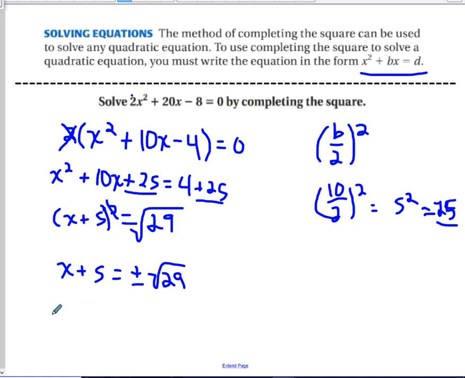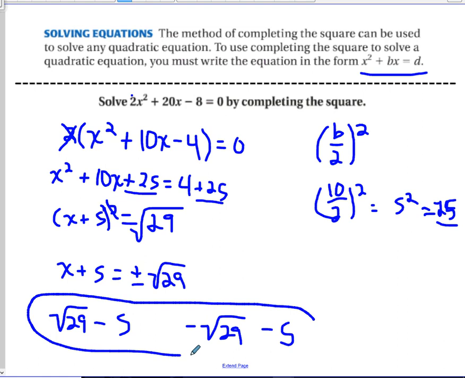So I'm going to say I have the square root of 29 minus 5. And I'm going to say I have the negative square root of 29. And I'm going to add 5, or subtract 5, sorry. Subtract 5, okay?